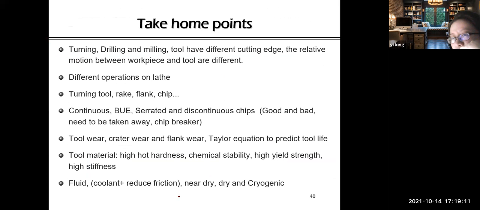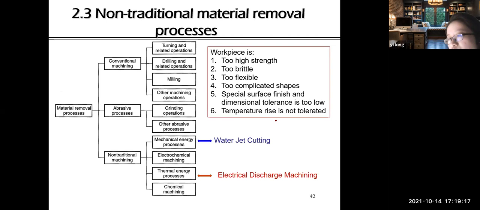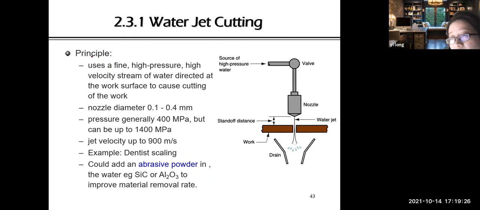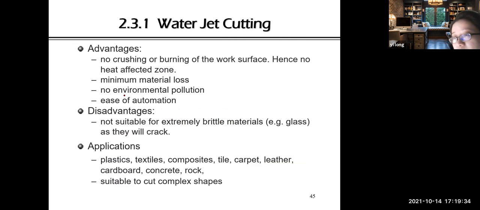Taking points, always important things. Then the non-traditional machining, actually very simple, right? This is a summary, so just remember it. These are the principles of water jet, the advantages and disadvantages.